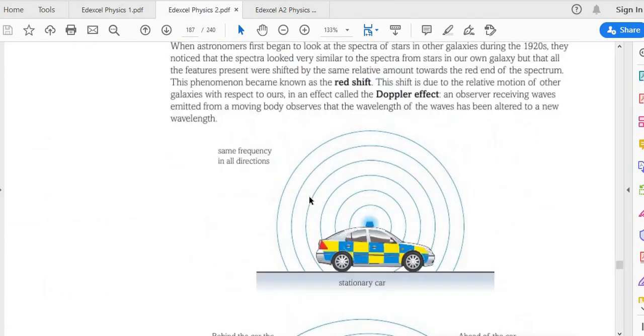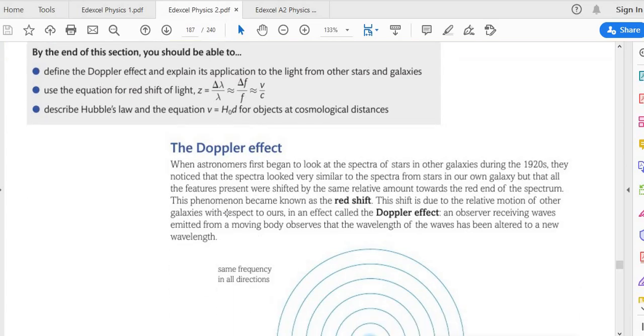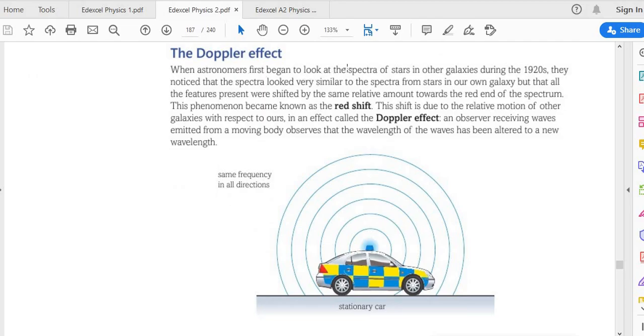Okay, so now you understand a bit about Hubble's law and Hubble's equation. So let's start with the Doppler effect. When astronomers first began to look at spectra of stars in other galaxies during the 1920s, they noticed that the spectra looked very similar to the spectra from stars in our own galaxy, but that all the features present were shifted by the same relative amount towards the red end of the spectra.